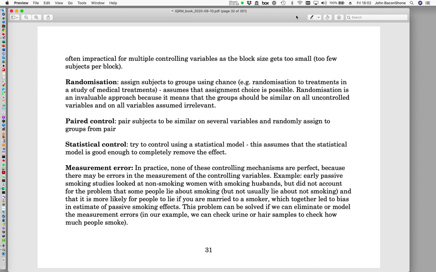Okay, so let's think about this for a minute. It's true, you could have lying amongst both the men and the women. You could have men who are non-smokers lying and saying, I'm a smoker when they're not. But actually, when you think about it, that's not very likely to occur, right? It might occur, but it's not very likely.